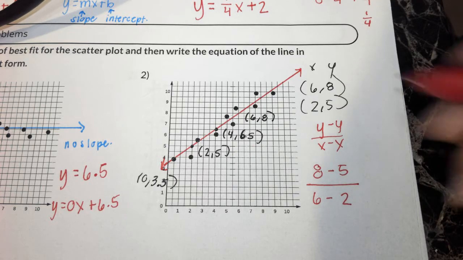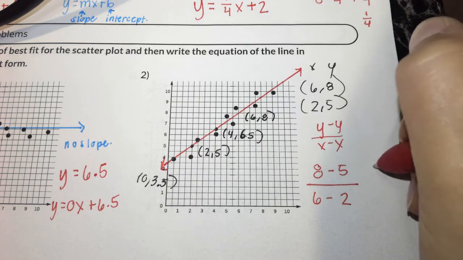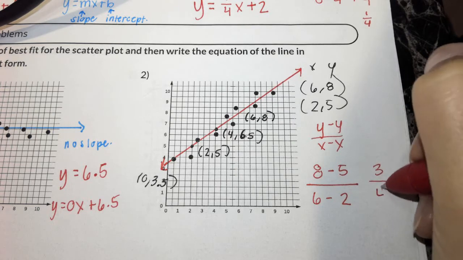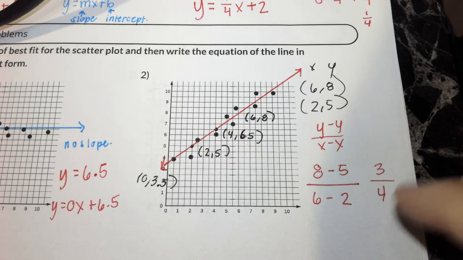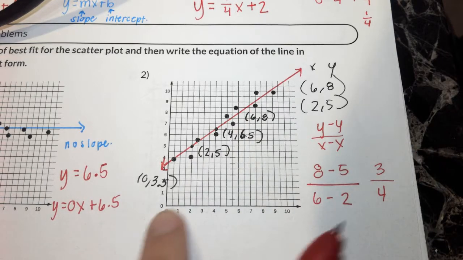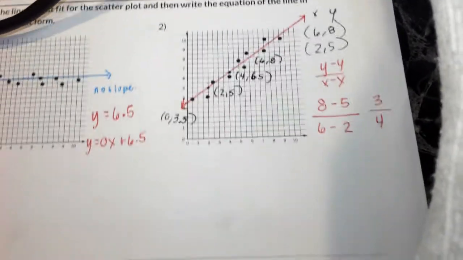So when you simplify this, 8 minus 5, you're going to get 3. 6 minus 2, you're going to get 4. It is a positive sloping graph. That means your slope is 3/4. Your intercept is 3.5. Go ahead and put it in an equation.